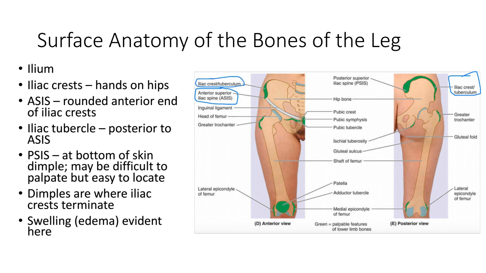On the posterior side, there's the PSIS, which is at the bottom of the skin dimple. So sometimes you can feel this, and sometimes it's difficult to palpate, but it's easy to locate because of the dimple. The dimples are also where the iliac crests terminate. Swelling in this area or edema is evident because the dimple disappears.